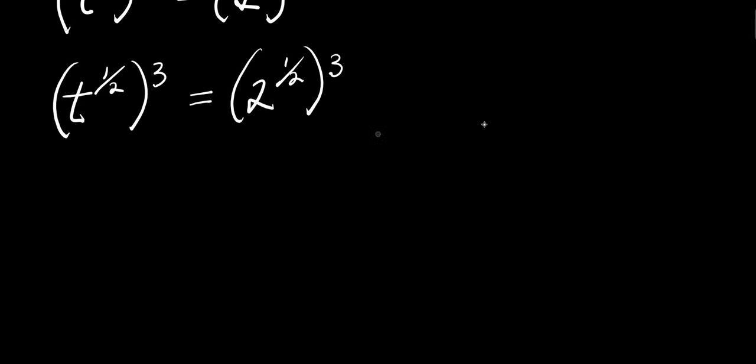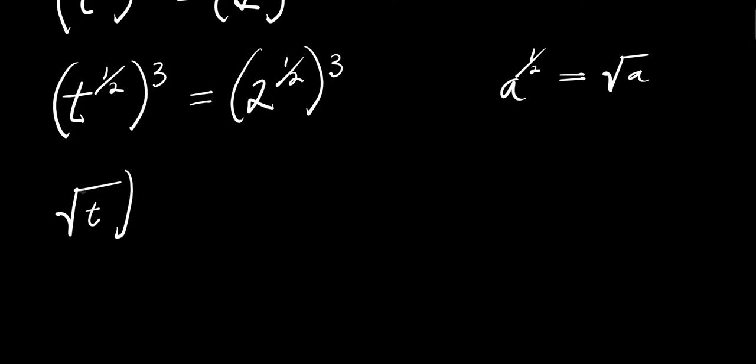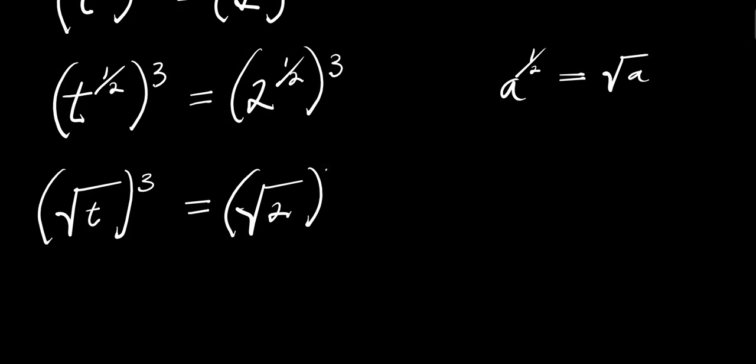Now, don't forget that a power 1 over 2 is the same as square root of a. So t power 1 over 2 is the same as square root of t, and this is raised to the power of 3 equals square root of 2, and this is raised to the power of 3. Let's move this over here.